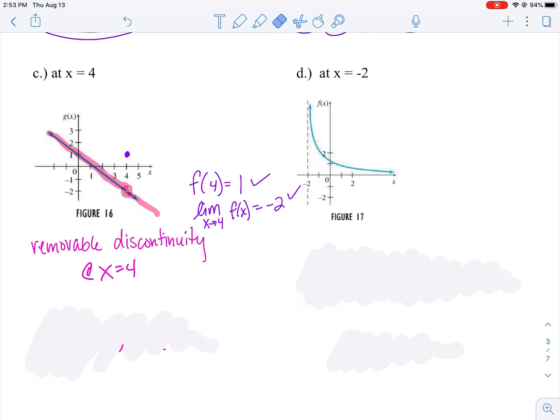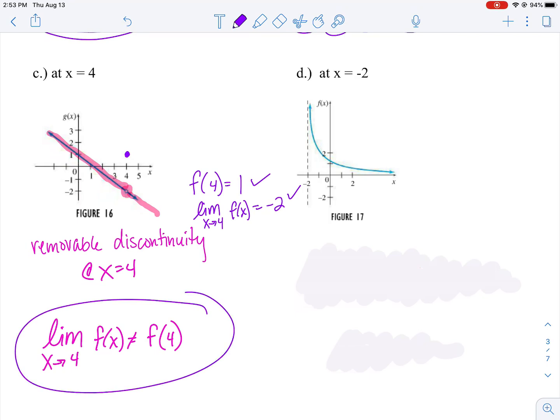However, rule number 3 says that those two things have to be equal. And since they're not, then that's why it's discontinuous. The limit as x approaches 4 of f of x does not equal f of 4. One of them was -2, the other one was +1. That dot didn't plug up my hole, so rule number 3 is the one that wasn't met in order to prove continuity. All right, last one.